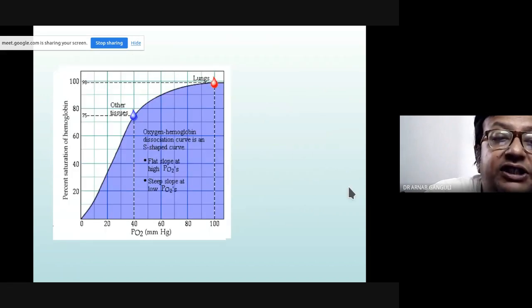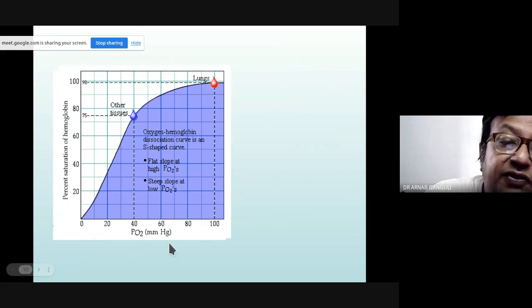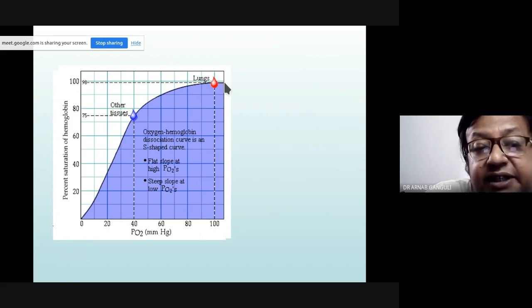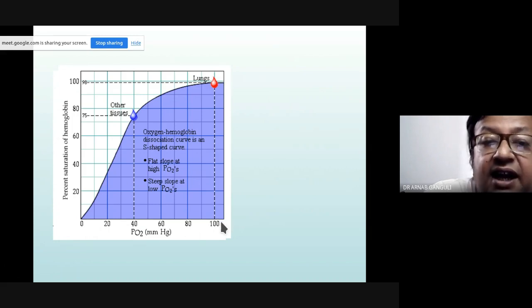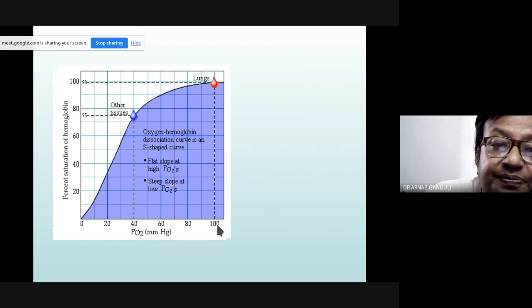So this is the partial pressure of oxygen in millimeters of mercury, and this is the percentage saturation of hemoglobin. Gradually, as the partial pressure increases, more and more oxygen binds. But when it reaches 100% in the lungs, the hemoglobin becomes saturated. 100% saturation at 100 mmHg PO2.